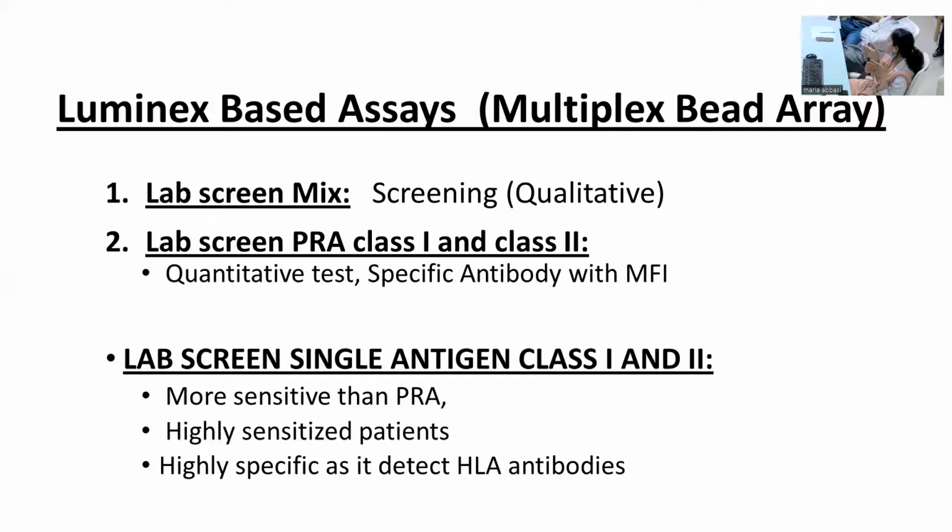And basically, the PRA is the quantitative test. They give the positivity in terms of the MFI. For example, A24, and they give the MFI. So we decide on the basis of the MFI, comparing it with this.